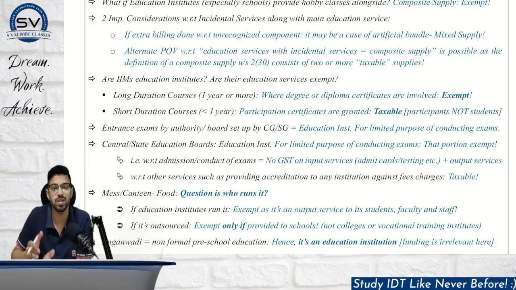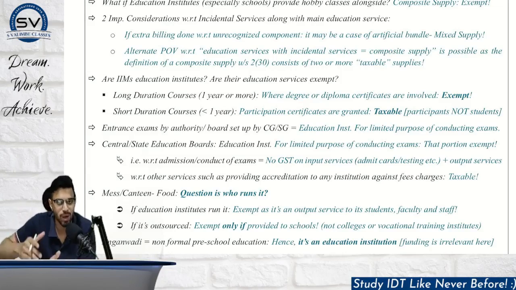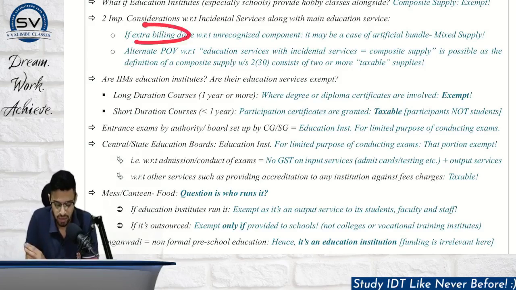This clearly shows that this is not a composite supply. A single price is not charged. One is not ancillary, one is predominant, one is ancillary. That is not the case in this particular example. If extra billing is being done, here it becomes a mixed supply, an artificial bundle.